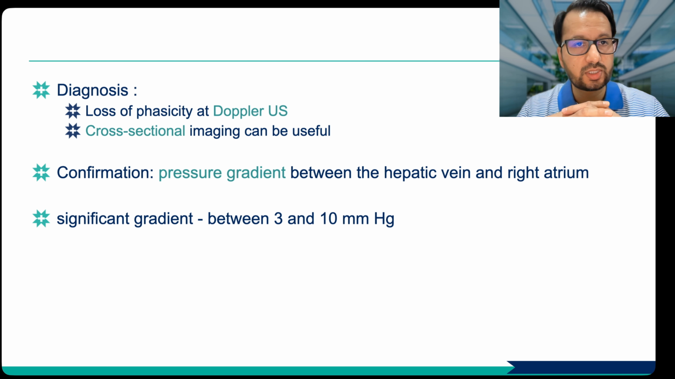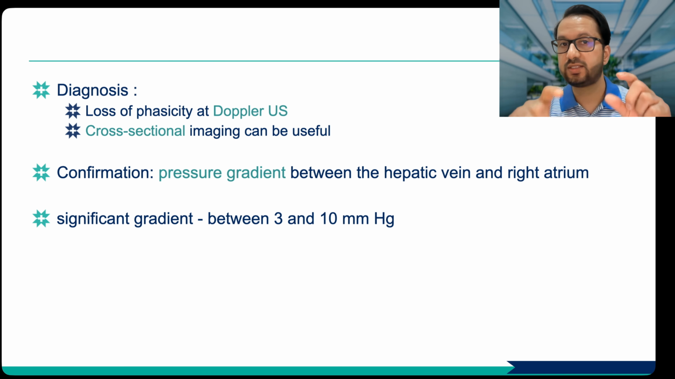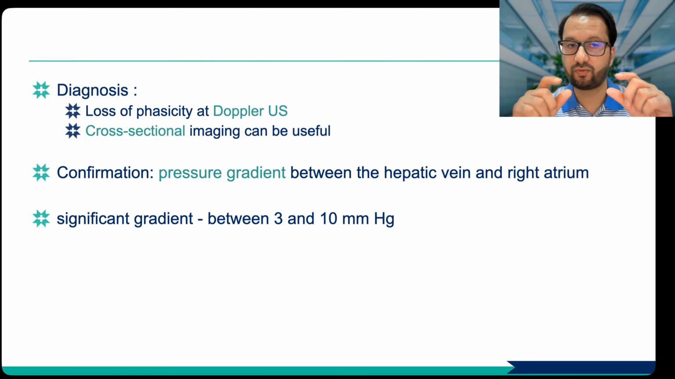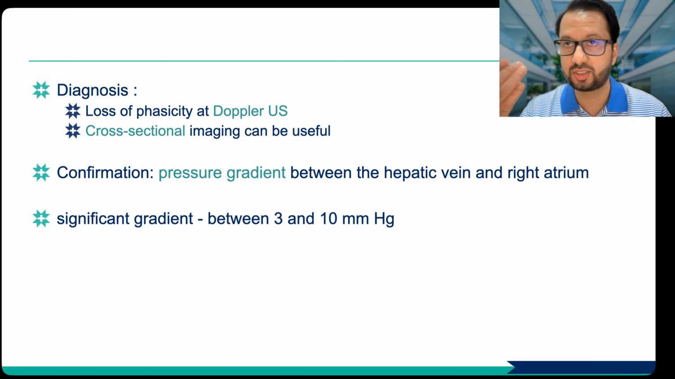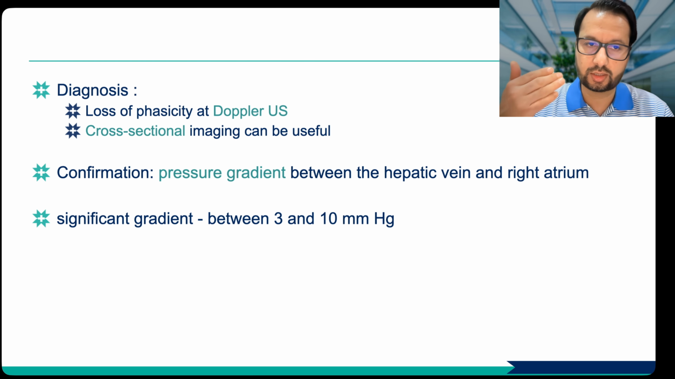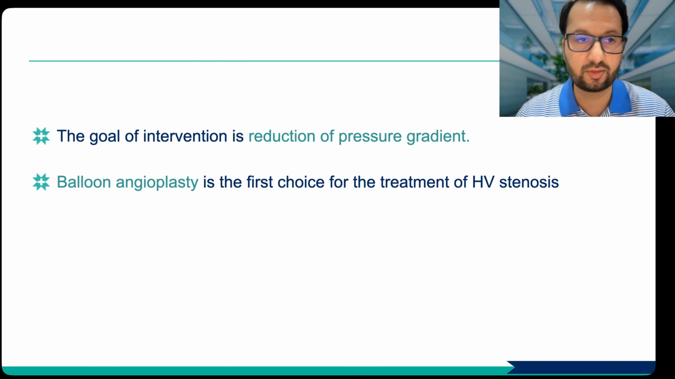The diagnosis is usually done by the Doppler ultrasound when we see that there is loss of phasicity of the blood flow in the hepatic vein, and cross-sectional imaging of course is always helpful, but the confirmation of the diagnosis comes from the pressure gradients, and if pressure gradient between the hepatic vein and right atrium is more than 3, it is usually significant, but some authors consider up to 5 or even up to 10 as significant.